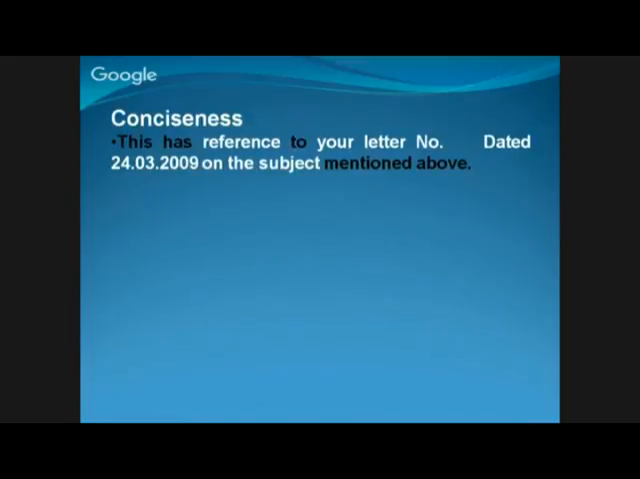Not required. Simply write reference your letter number dated so and so on the subject. Subject to upar aa gaya. Dekho na, aapne kisi ka naam likha, uske baad subject likha, then dear sir. So simply write reference your letter number. So this you do not have to write 'mentioned above', 'cited above' or 'stated above' as you often write. So simply write reference your letter number so and so dated so and so on the subject. Subject is given.